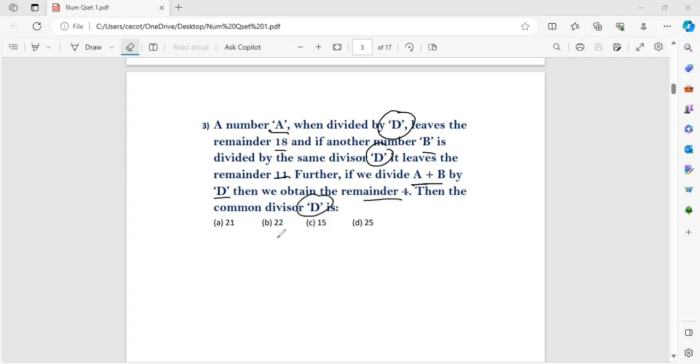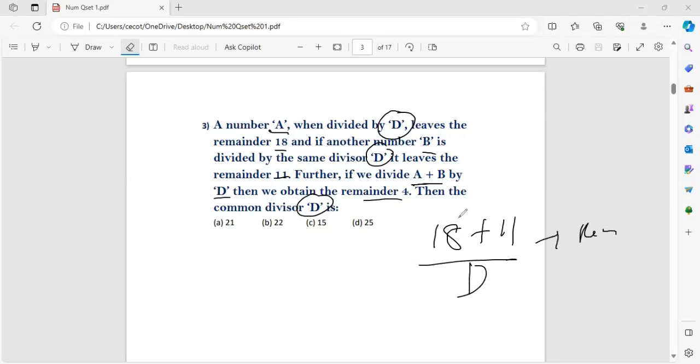These kinds of questions can be solved through the options. Now the logic: two numbers are divided by the same divisor, isn't it? And you are getting remainders. Now for the addition of those two numbers, you can add the remainders of those two numbers, divide by the divisor and find the remainder. That's the logic over here.